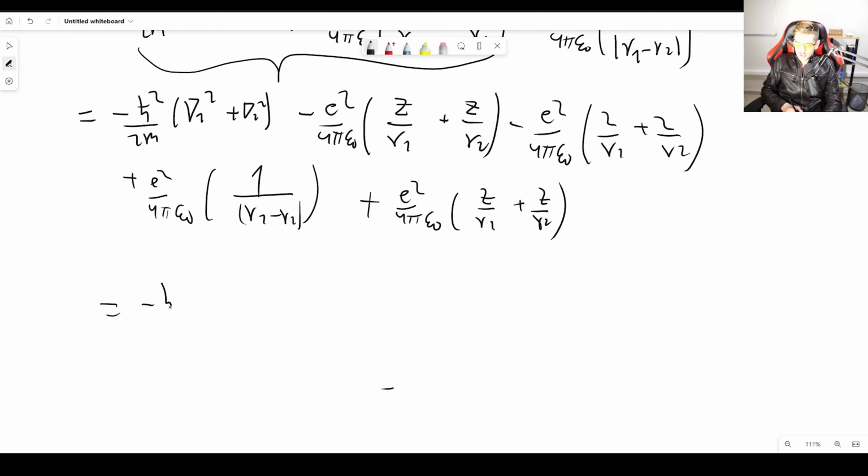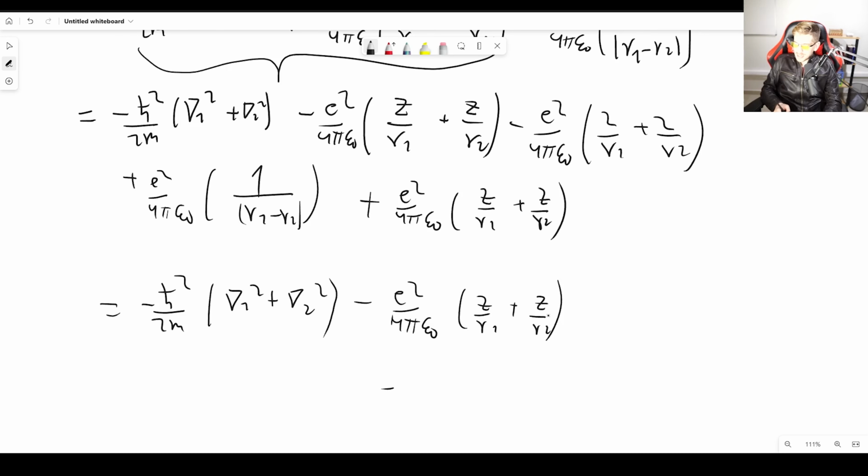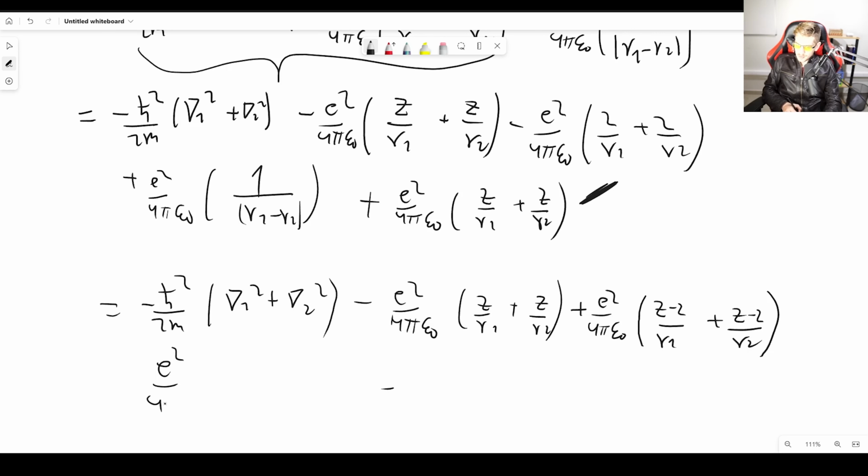Okay, so now we can simplify this a little bit. The first part won't change at all, so minus h bar squared over 2m will be the same. And this, of course, will also not change: e squared over 4 pi epsilon 0, Z over R1 plus Z over R2. But now everything else we can change a little bit. We can put both of these things together, so we can factor e squared over 4 pi epsilon 0. Actually, we want to put these two together. So this would be Z minus 2 over R1 plus Z minus 2 over R2. And finally, we need to include the interaction term, so e squared over 4 pi epsilon 0, 1 over R1 minus R2.